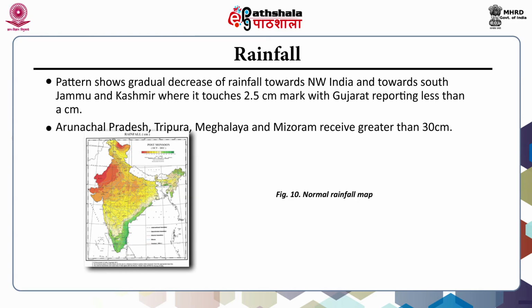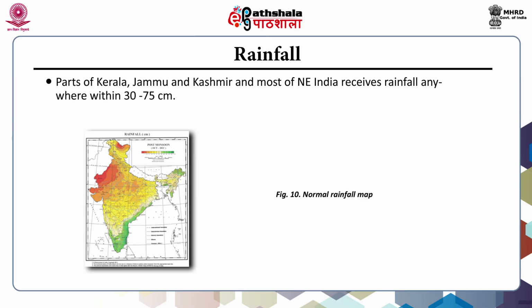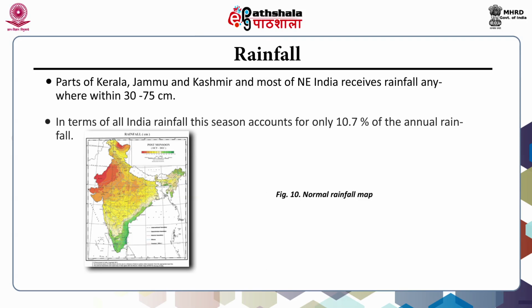Arunachal Pradesh, Tripura, Meghalaya and Mizoram receive greater than 30 centimeters of rainfall. Parts of Kerala, Jammu and Kashmir and most of northeast India receive rainfall anywhere within 30 to 75 centimeters. In terms of all India rainfall, this season accounts for only 10.7% of the annual rainfall.